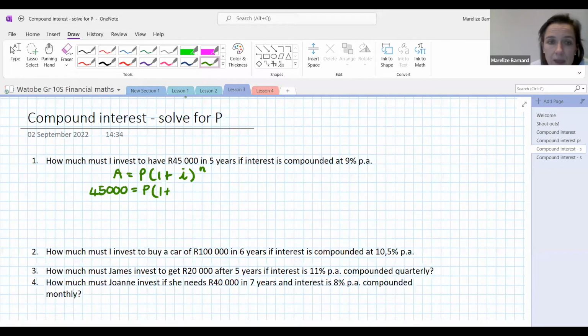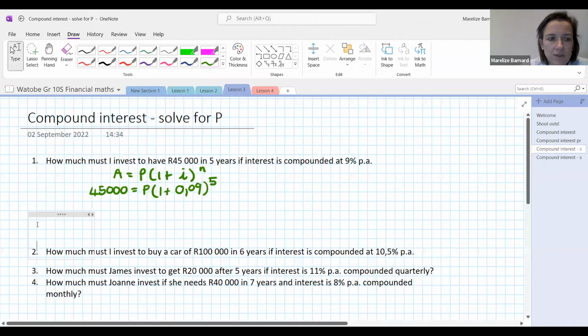And our interest rate is compound interest of 9%. And our N is 5 years. So don't worry here about monthly, it doesn't get mentioned, so it's just annually. Okay. So to solve for P, what do you guys think? How will I isolate the P? How will I get it by itself? Put it in the chat if you have some thoughts, or raise your hand and talk to us.